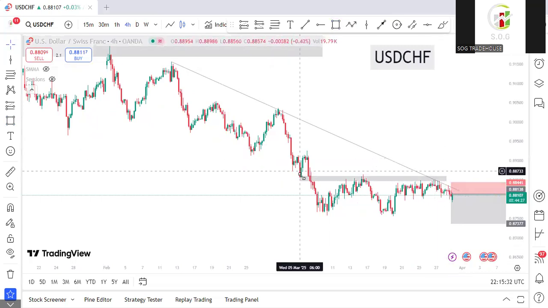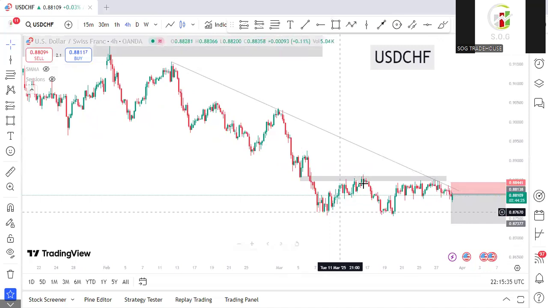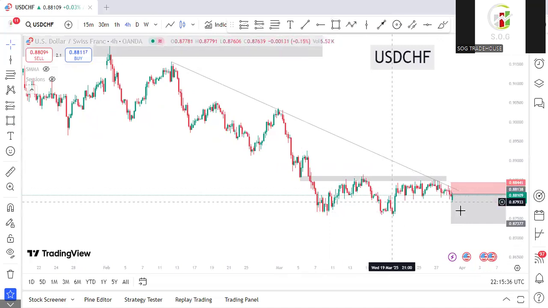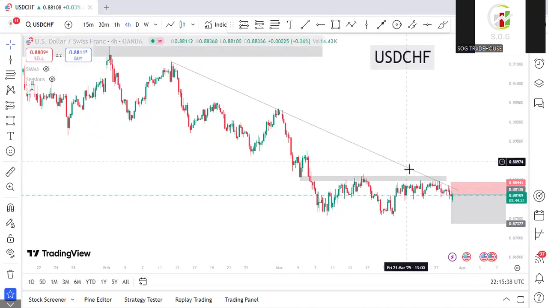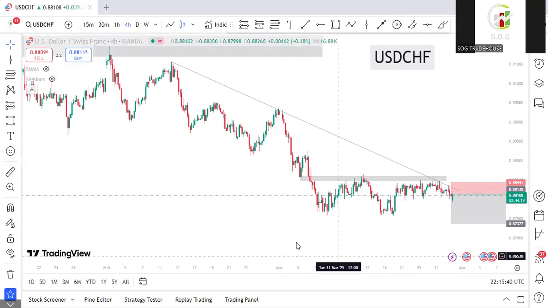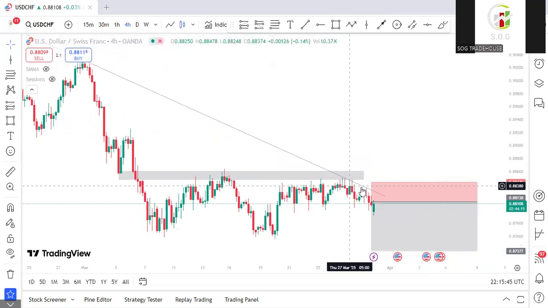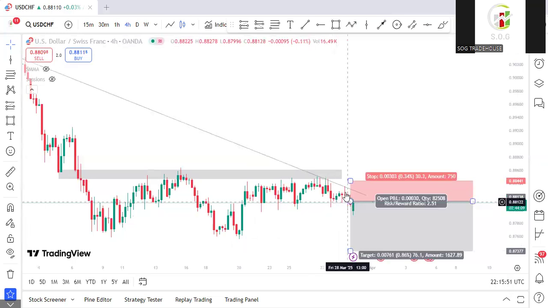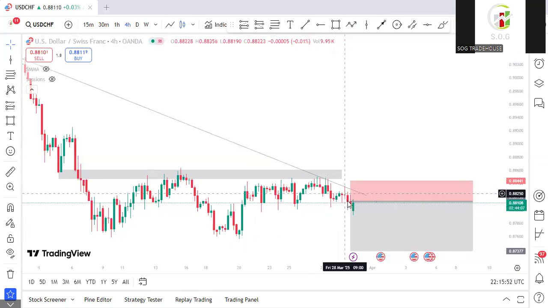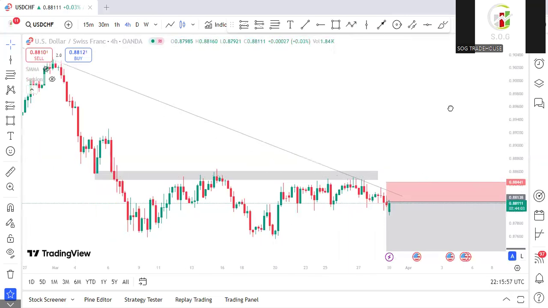So as you can see, the market has broken this level, tested, dropped, and is also testing the trend line at the same time. And you can see we have a lot of weak rejection here. And I took the sell at the close of this candle. So we had an indecision candle followed by a bearish engulfing candle. So that was my confirmation to take sells on USDCHF.